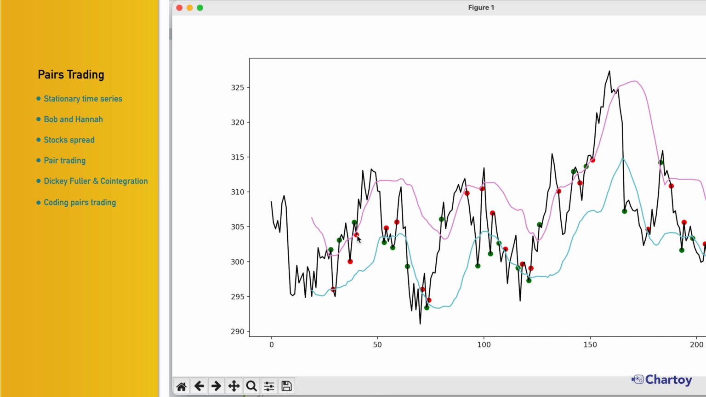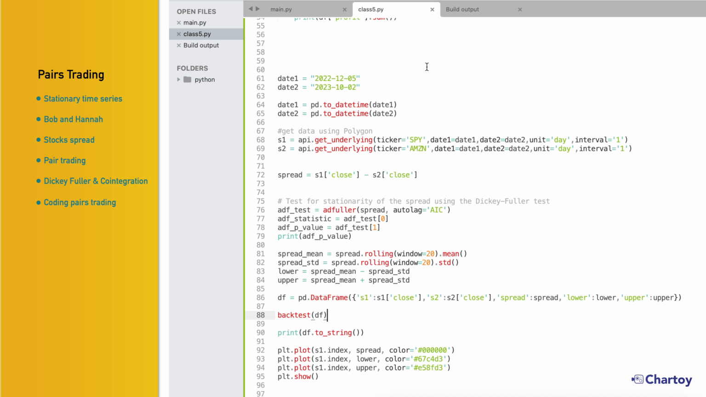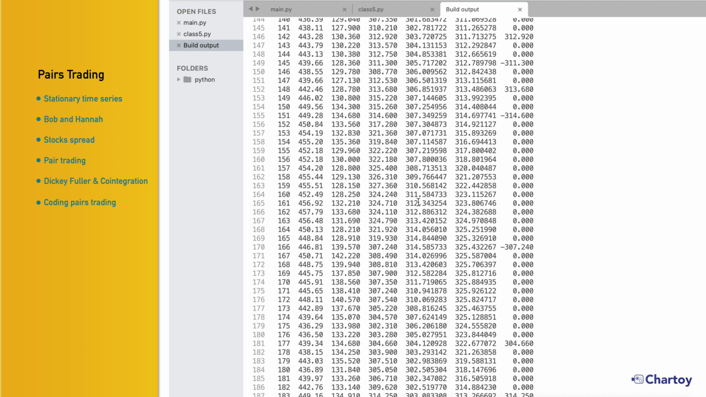But as you can see, it's a bit noisy, right? And one of the things we could do is to make the upper band and the lower band a bit higher. So we could choose, instead of one standard deviation, we could choose 2 standard deviations, and then we will take less positions, but the situation will be much more stable. So let's look at the data frame and see how it looks.